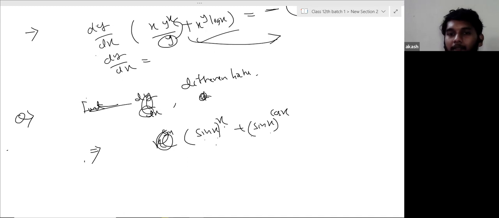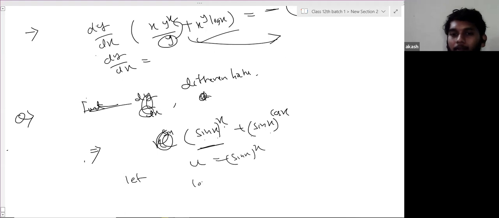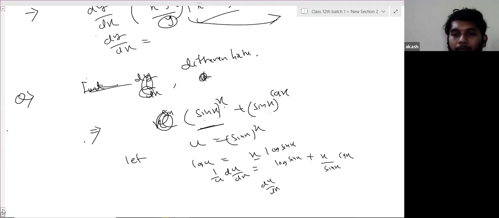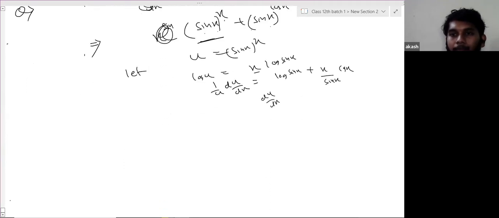So how can we solve this? First, differentiate this. Let u equal sin x to the power x. So log u will be x log sin x, and 1 upon u du by dx equals, differentiation of x is 1, so log of sin x plus x upon sin x into cos x. So du by dx will be equal to u into, that means sin x to the power x into, log of sin x plus this is cot x.